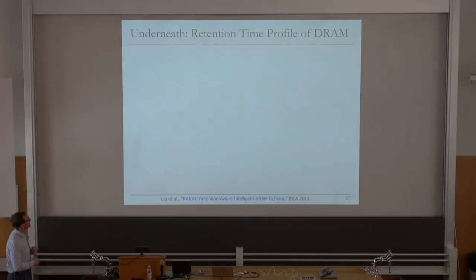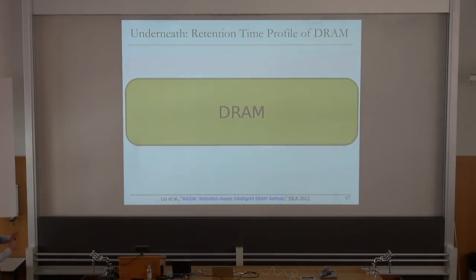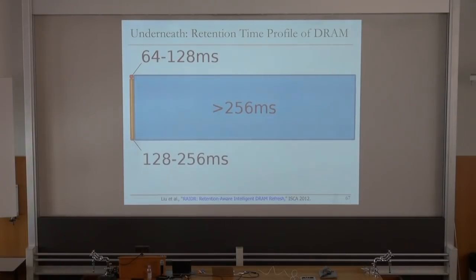So let's take a look at what's underneath. Well, this is uniform DRAM. Every cell is equal. Everything is refreshed every 64 milliseconds. But if you actually dig deeper, you have a retention time profile that looks like this. Only a small fraction of cells need to be refreshed every 64 milliseconds because they can retain data only that much. Most of the DRAM cells can retain data for much longer. So you can get away with refreshing them every 256 milliseconds.